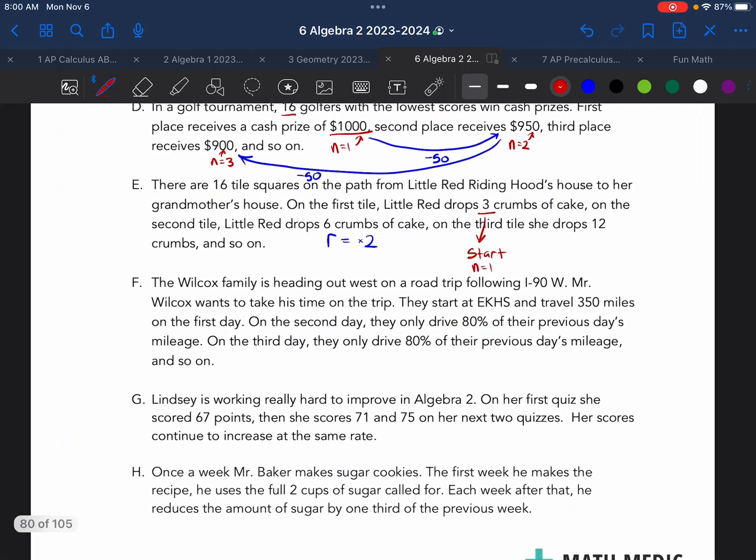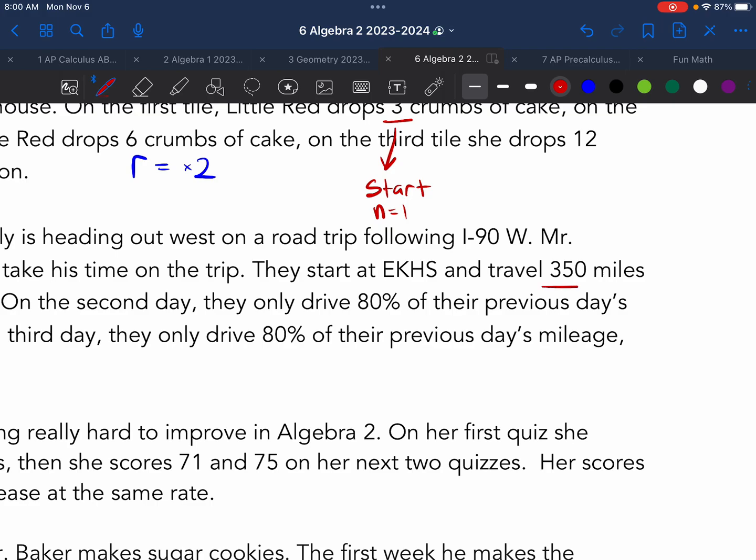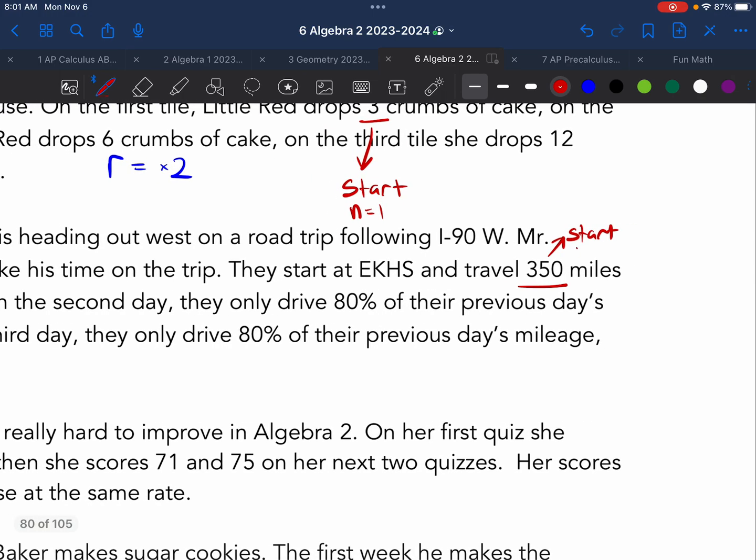All right, we've got the Wilcox family heading out west on a trip following I-90 west. Mr. Wilcox wants to take his time on the trip. They start at EKHS, which is some sort of high school, and travel 350 miles on the first day. Okay, that sounds like a starting amount. So 350, that's our start. And that's the start when our time, or our day, D, whatever, I'm just going to say n in this case, when n is equal to 1.